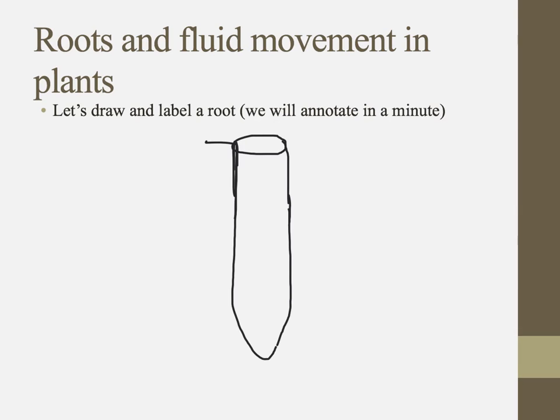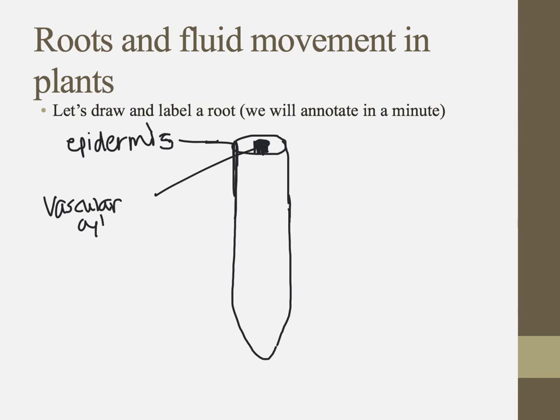The very outer layer is the epidermis. So there again, we're talking about that outer layer of cells. In the middle, going all the way through the inside of the root, is something called the vascular cylinder. Okay, so the vascular cylinder is exactly what it sounds like.